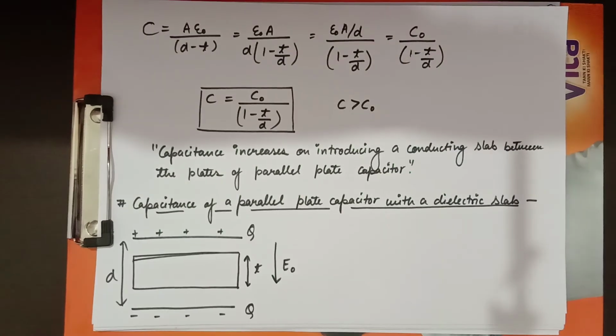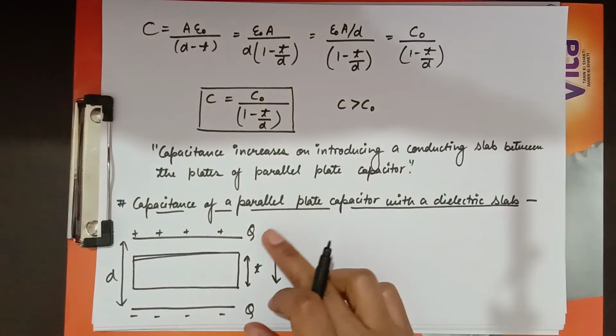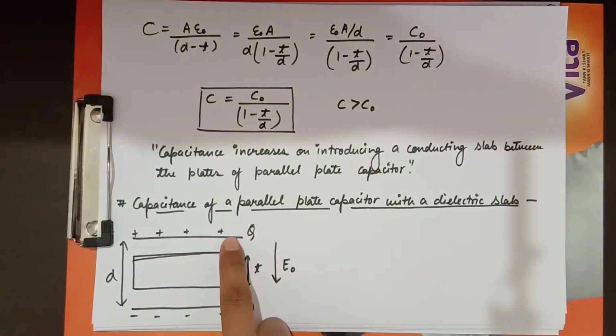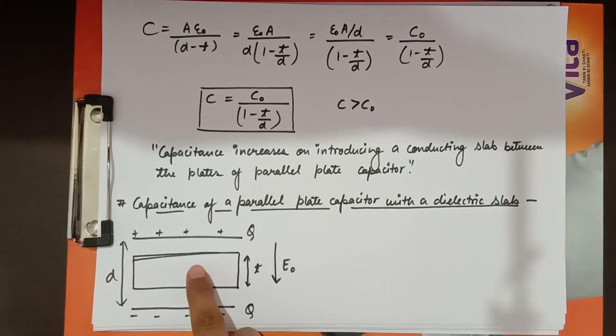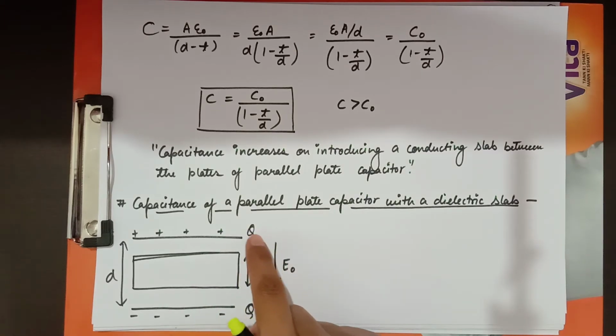These are the two plates of a parallel plate capacitor having positive and negative charge. These two plates are separated by a distance of d, and a dielectric slab of thickness t is introduced between the two plates of a parallel plate capacitor. Now as you can see, E naught is the electric field outside this dielectric, the direction of which is from the positive plate to the negative plate.